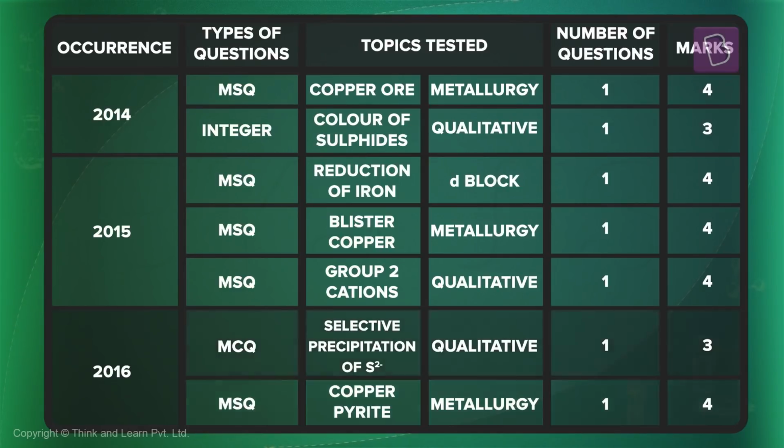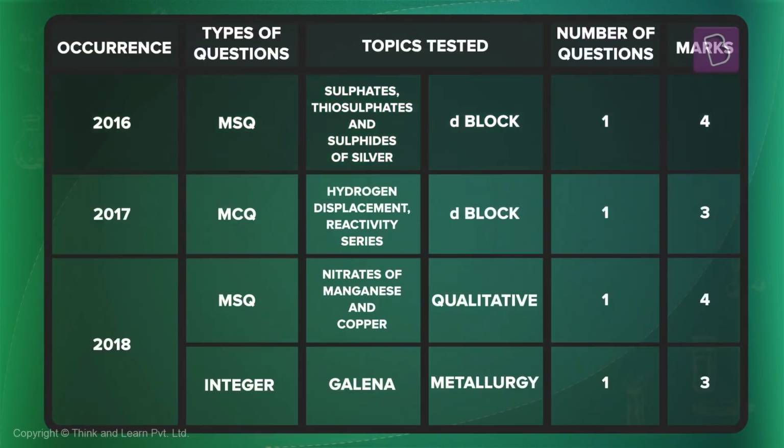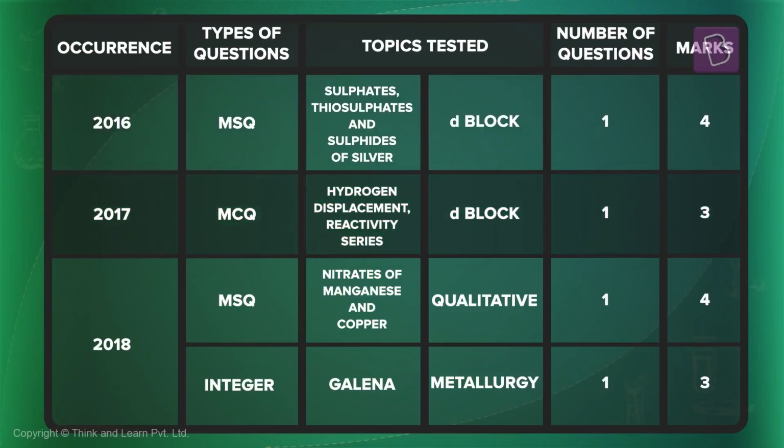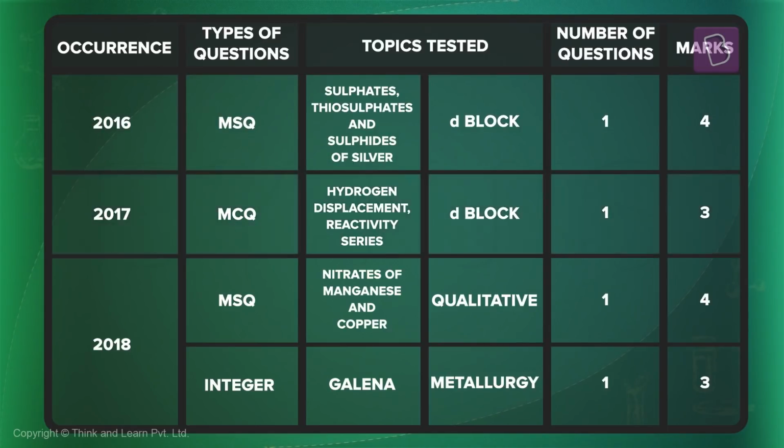Copper pyrites was tested in one MSQ there in 2016, and an MSQ using sulfates, thiosulfates, and sulfides of silver. This was from D block. So mix and match of all of these different chapters we're going to look at today. 2017, just one MCQ on the displacement idea of reactivity series. This was from D block.